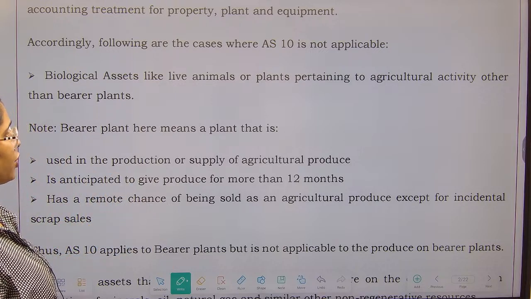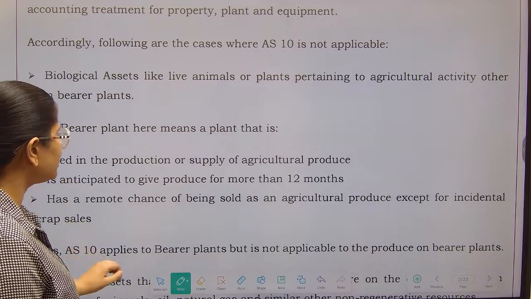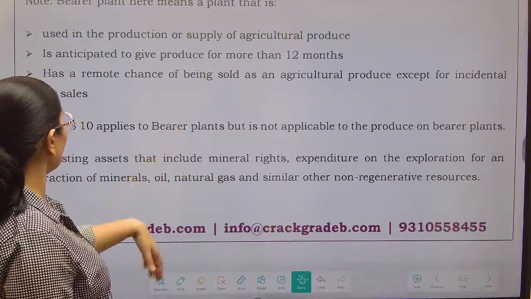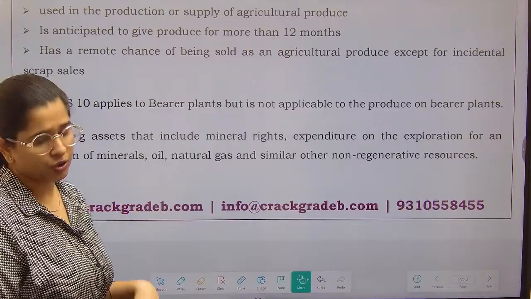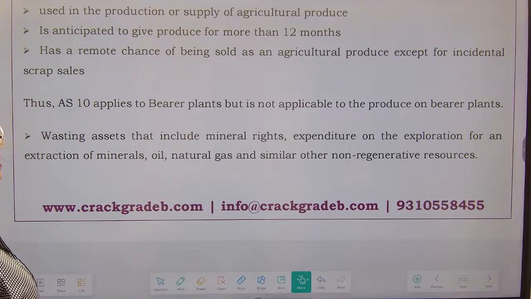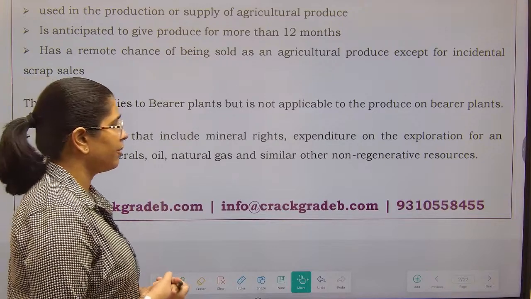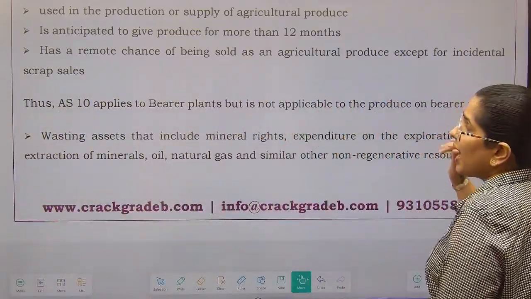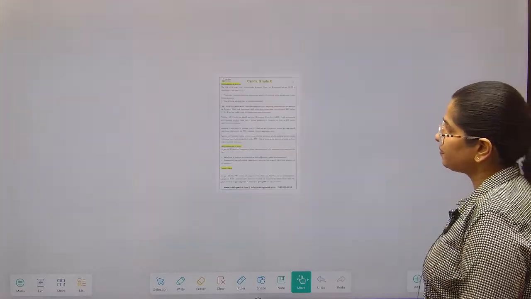It is used in the production or supply of agricultural produce, anticipated to give produce for more than 12 months, and has a remote chance of being sold. So, it is going to be there with you. Thus, AS10 applies to the bearer plant but is not applicable to the produce of bearer plants. This is in case of agriculture. Next are the wasting assets like mineral rights, expenditure on the exploration and extraction of mineral oils, etc. These kinds of licenses we are not going to handle under AS10, that is property, plant and equipment.